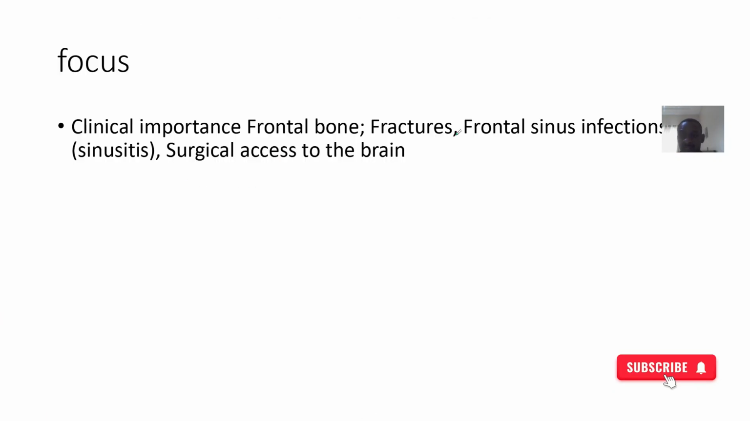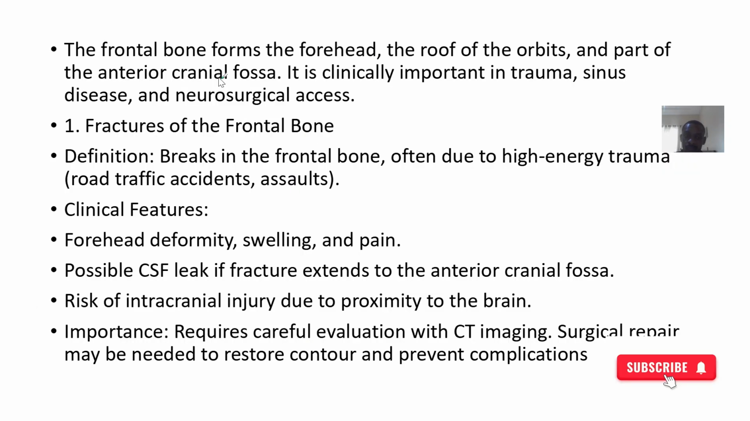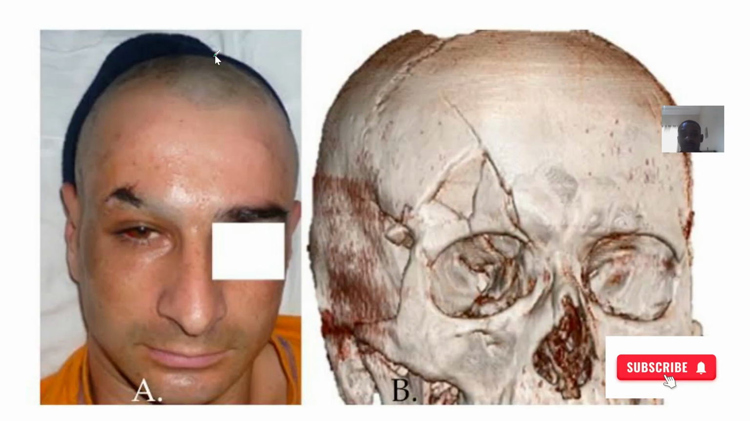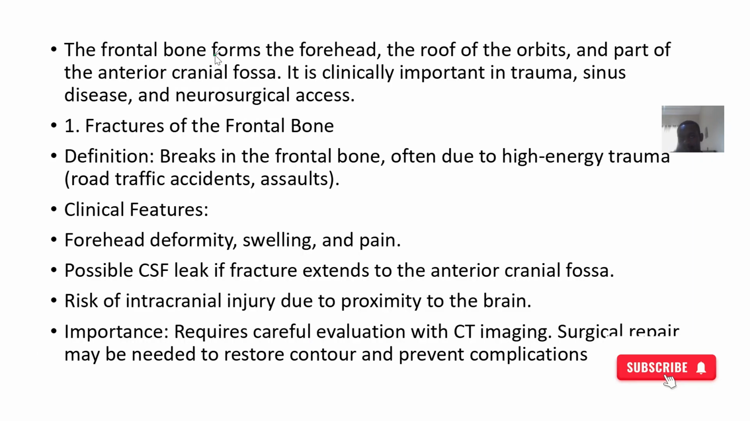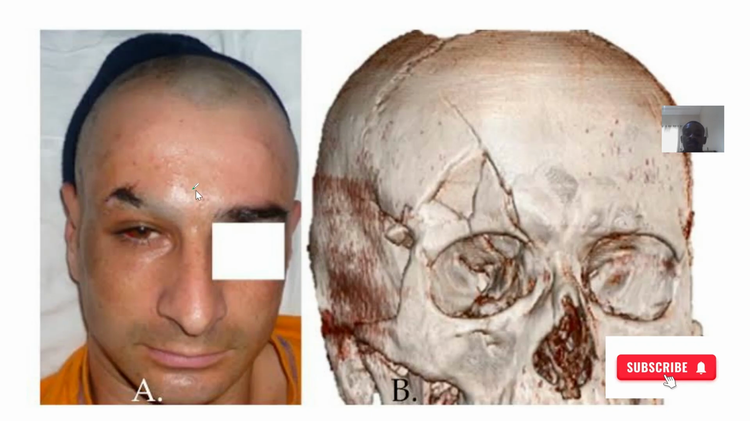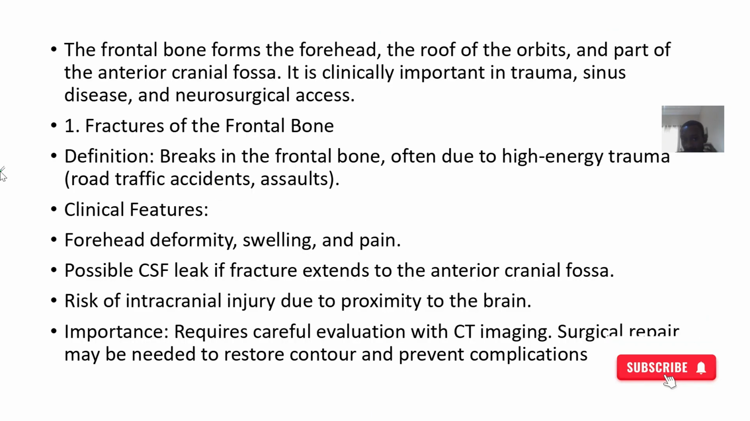So we'll talk about fractures, we'll talk about frontal sinus infections, we'll talk about surgical access to the brain. So this frontal sinus infection is basically sinusitis. So the frontal bone, you should know that it forms the forehead. That's also the roof of the orbit. That's the eye.